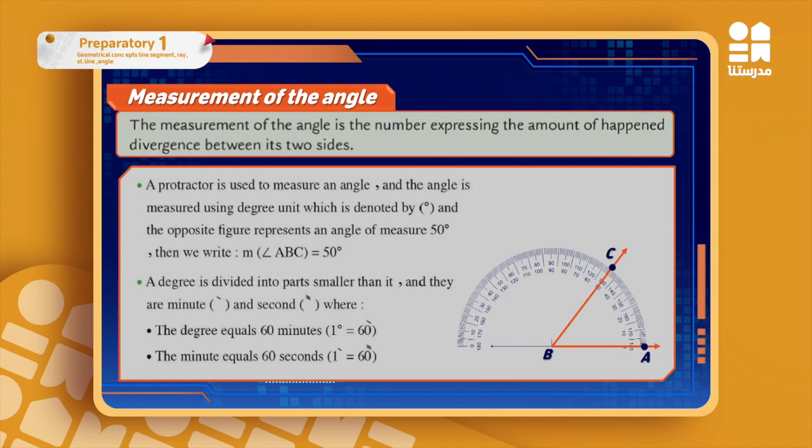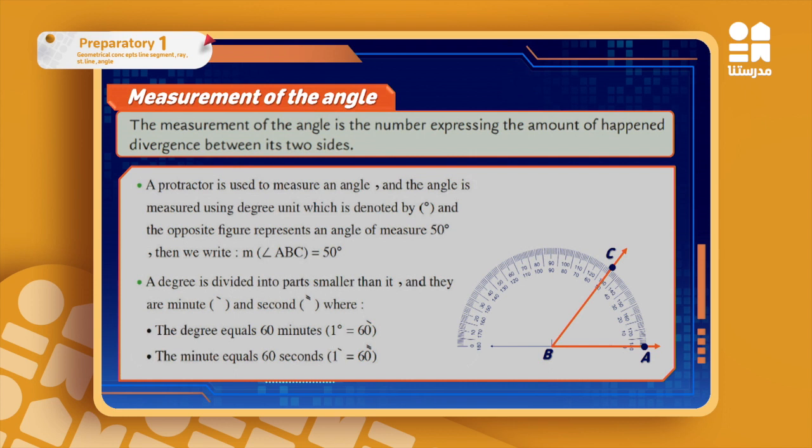And then we have a new concept for minutes and seconds. Here we have a degree divided into two parts smaller than it, and they are minute and second. Two dashes for second and one dash for a minute. The degree equals 60 minutes. So 1 degree, and we have to put above it a small circle to the right, is equal to 60 minutes, which is 60, then put a dash above it.